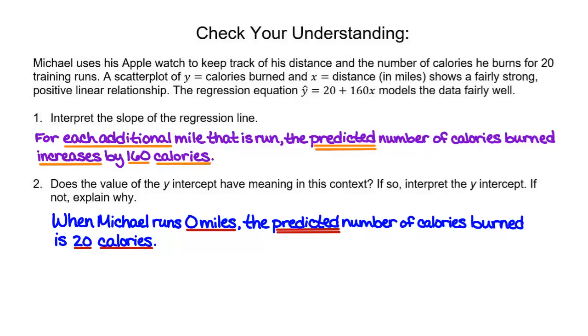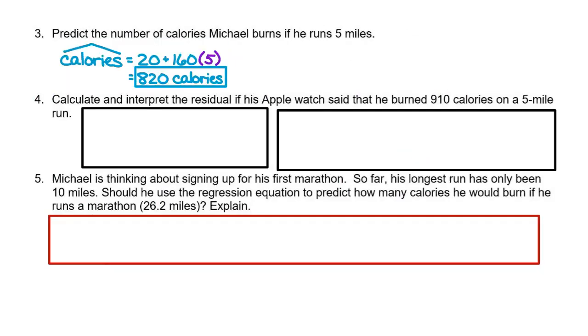How many calories is Michael predicted to burn if he runs 5 miles? 820 calories. I'll put that up on the screen here in just a second. 820 calories is the prediction. I want to make sure everybody has a chance to get this down before I scoot on. All right. 20 plus 160 times 5, 820 calories.